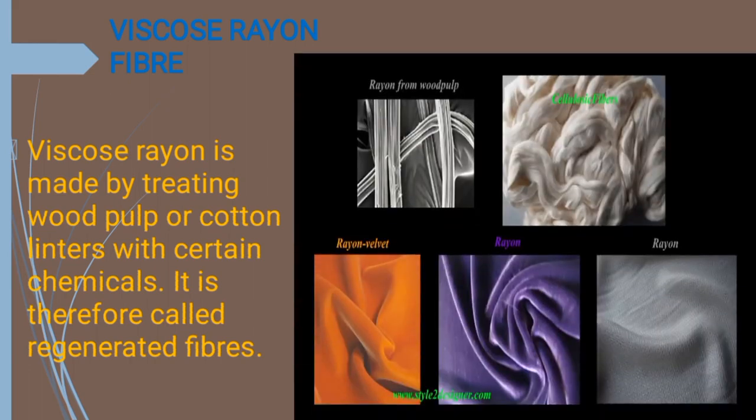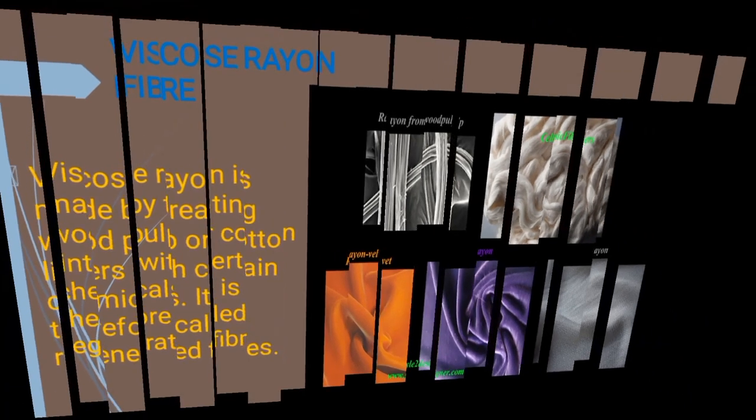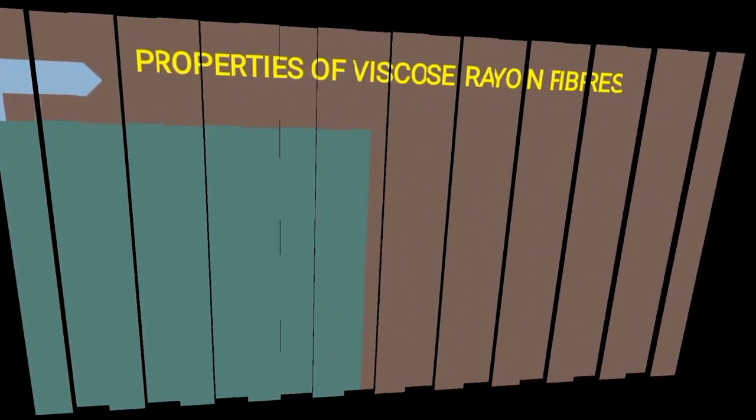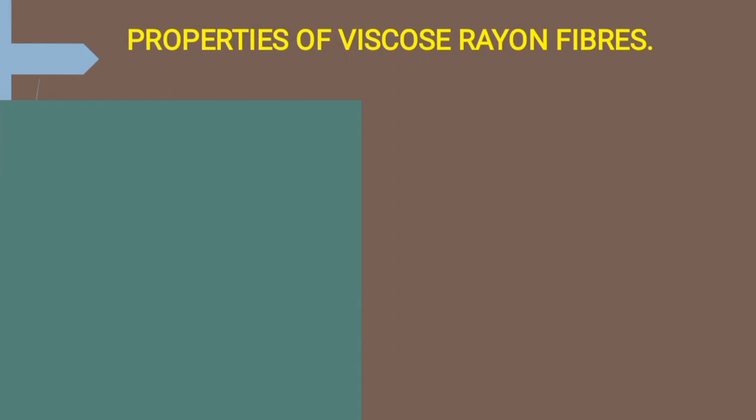So this is an image of rayon. We have rayon from wood pulp, we have cellulose fiber of rayon, and we have the different materials, different fabrics that you can produce using rayon fiber. And that will bring us to the properties of rayon fibers.